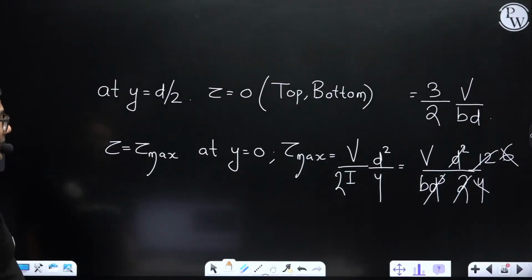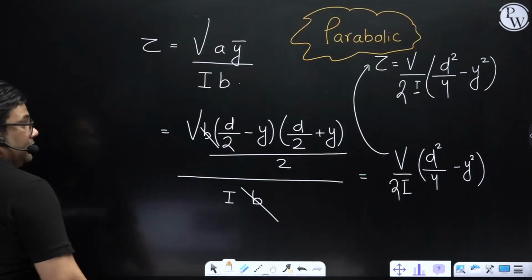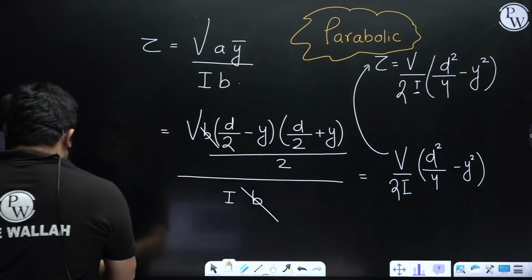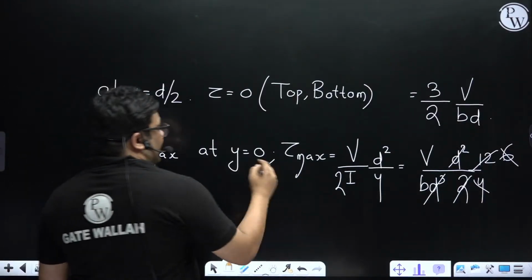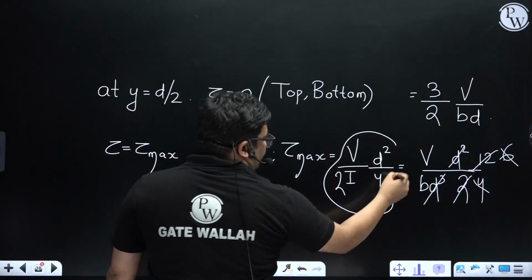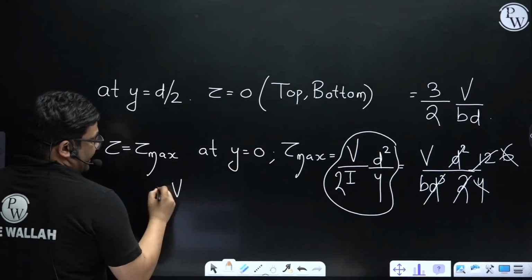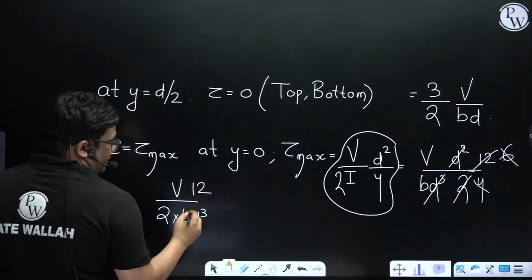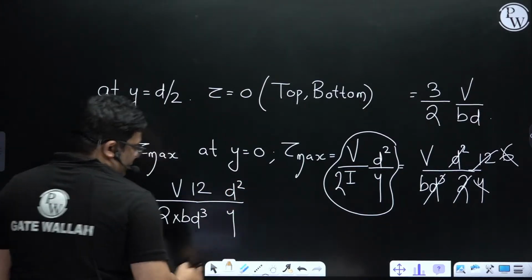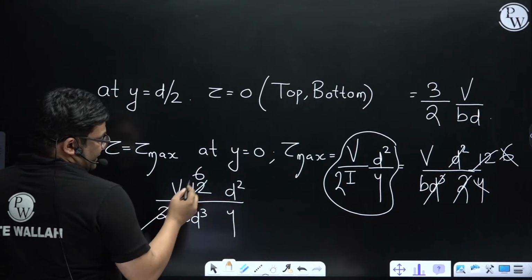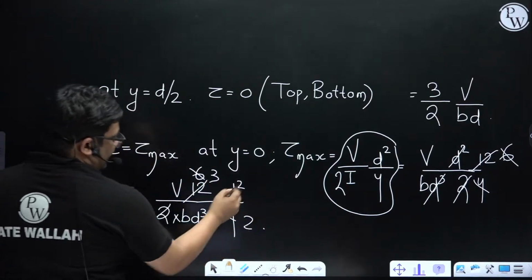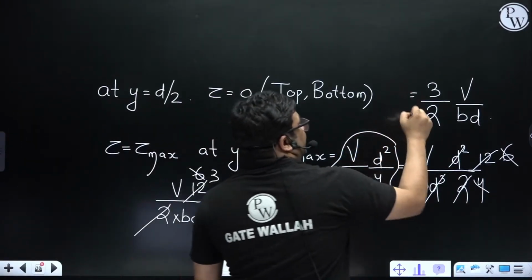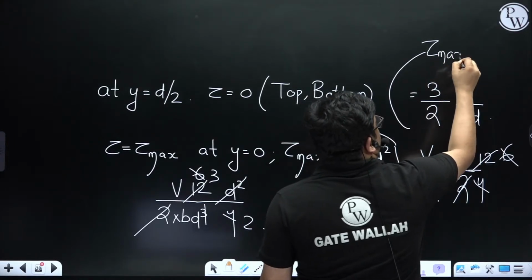Okay, we have done correct. No problems. So here we got V by 2I, d square by 4 minus y square. Then at y is equal to 0, we get this value. Then I just put the value of I, so it is V by 2I, b d cube by 12, right? And then d square by 4. This gets cancelled, 6 and then 3 and then 2, and I get V by b d. So I got the maximum shear stress as 3 by 2 of V by b d.